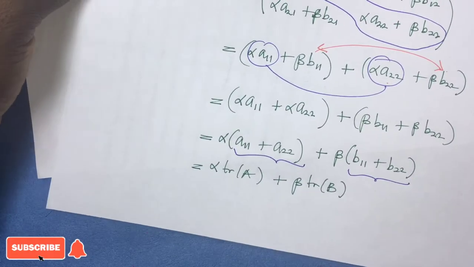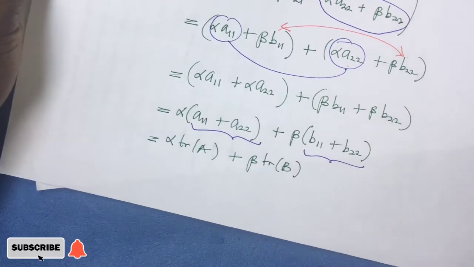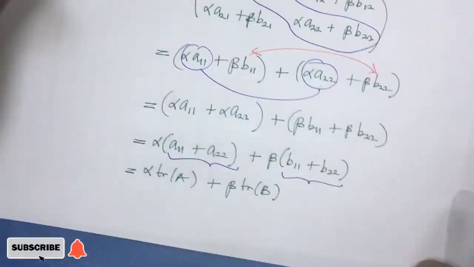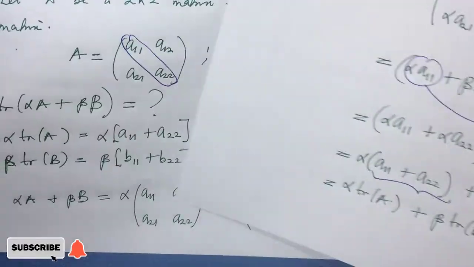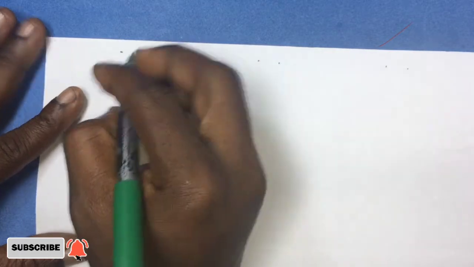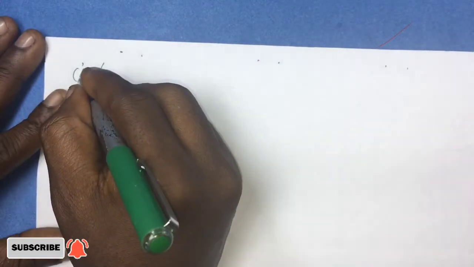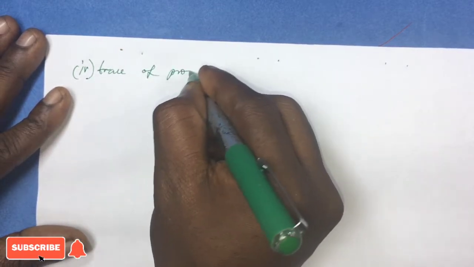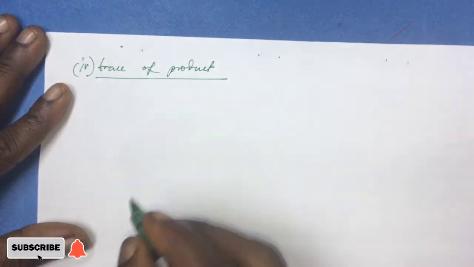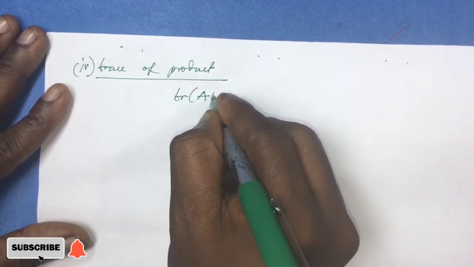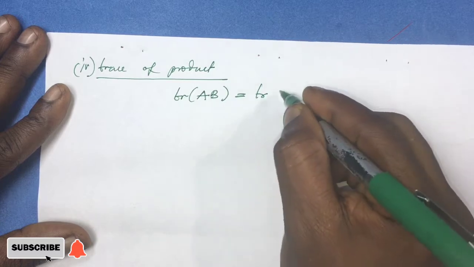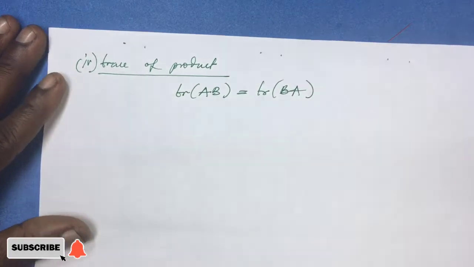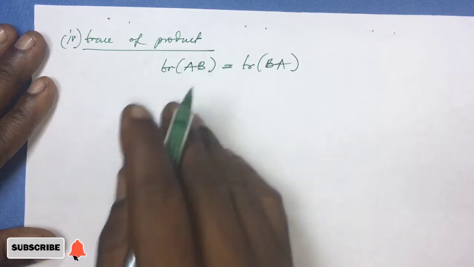Now, the next property I want us to go to is the property of product. Please watch our videos on the product of matrices, okay? So let us see. Now, the trace, I'm going to write here, this is the fourth property. So the trace of products. When you multiply two matrices, A and B, then the trace of AB is equal to the trace of BA. So let's see. Now I'm going to use a 2 by 2 matrix to prove this also.